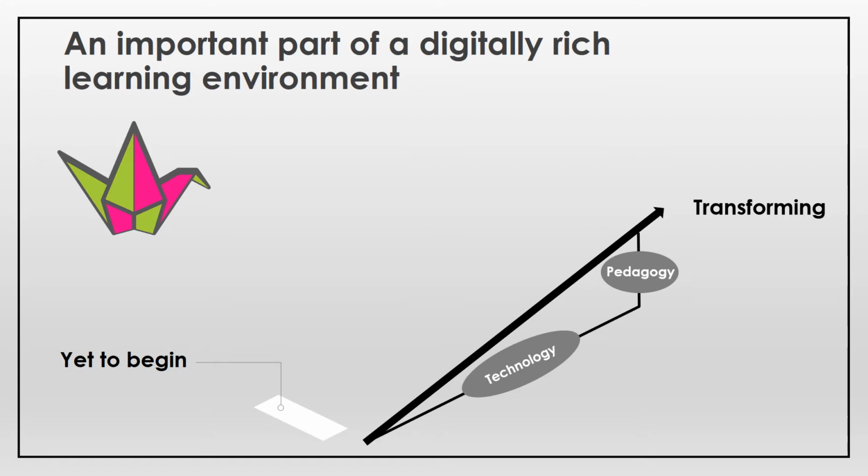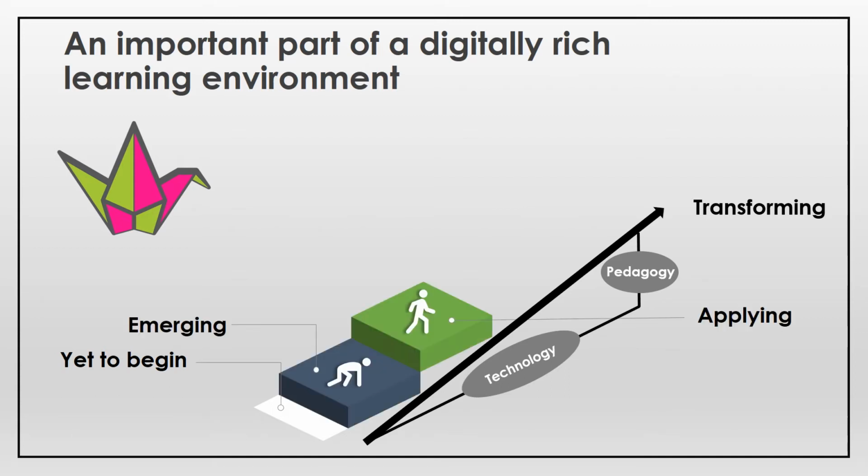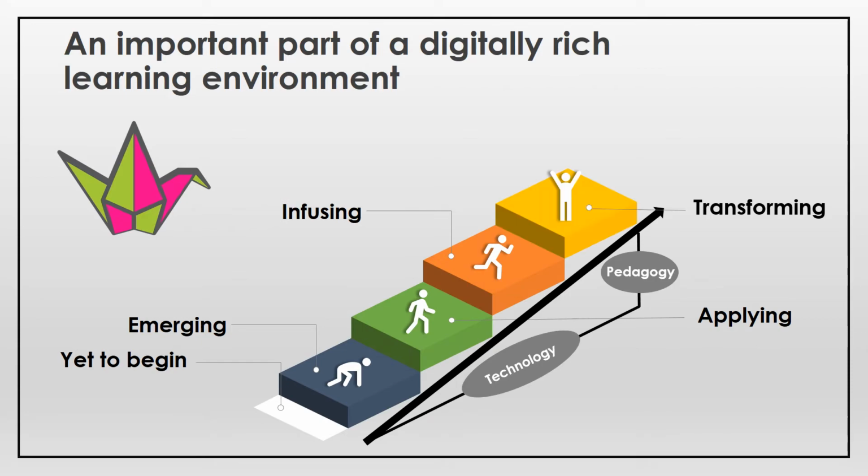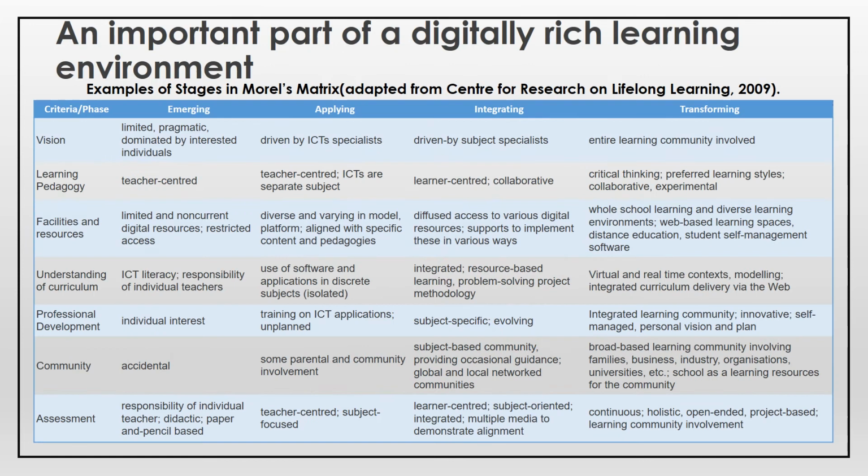UNESCO's Institute for Information Technology has evaluated the degree to which technology has been integrated in an education system by applying Morrell's matrix, a model that proposes an education system moves between four distinct phases: emerging, applying, integrating, and transforming. UNESCO 2003. A given learning environment or education system can be mapped onto the matrix by being evaluated on various dimensions such as content, pedagogy, curriculum, etc., as can be seen in the table.